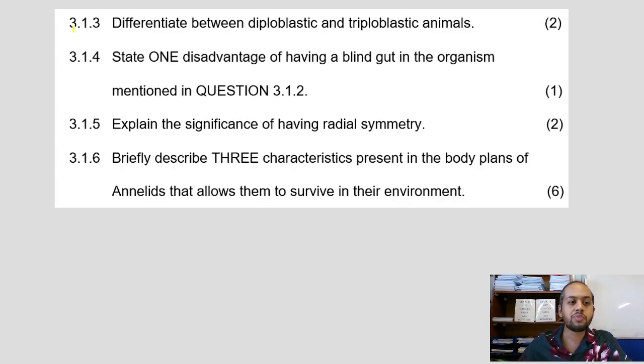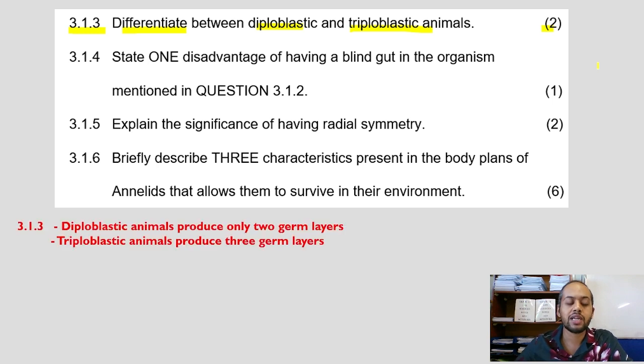The next question, 3.1.3, asks us to differentiate between diploblastic and triploblastic animals for 2 marks. So what do we mean by diploblastic and what do we mean by triploblastic? Diploblastic are animals that produce only 2 germ layers, that's namely the ectoderm and endoderm, but triploblastic animals produce 3 germ layers, comprising of the ectoderm, endoderm, as well as the mesoderm.